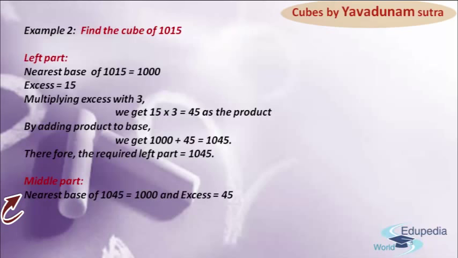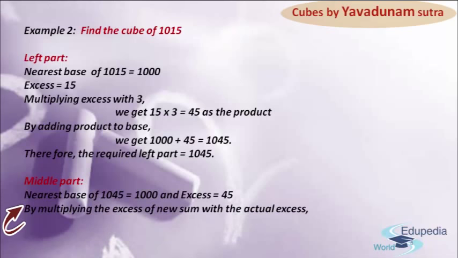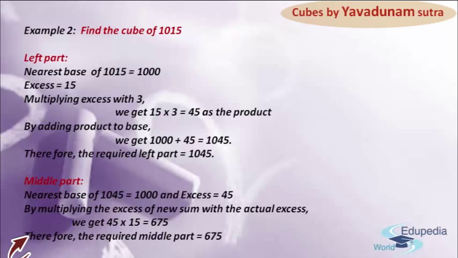After finding the nearest base and excess, moving to step number 2, we have to multiply the excess of the new sum, that is 45, with the actual excess, that is 15. So by multiplying 45 into 15, we get a product 675. And this product 675 is regarded as the required middle part.